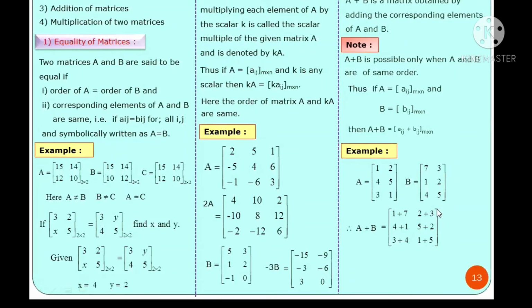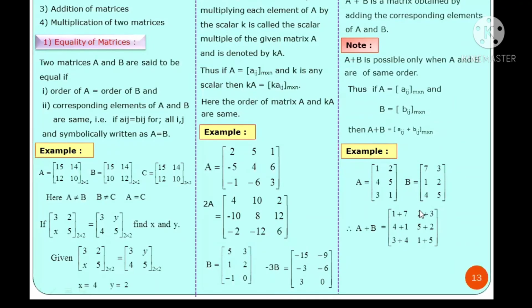Now adding these elements, the addition is obtained. 1 plus 7 is 8, 4 plus 1 is 5, 3 plus 4 is 7, 2 plus 3 is 5, 5 plus 2 is 7, 1 plus 5 is 6.